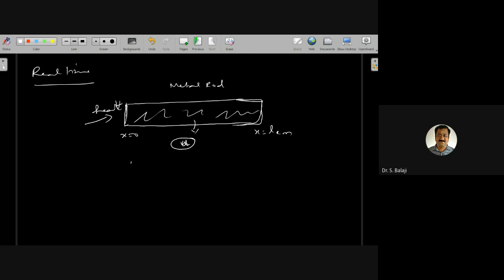Therefore, the temperature inside the metal bar U depends on both the distance, the point where we measure, and also the time that we consider. So the temperature of the metal bar U depends on both x and t. This is a real-time example where a variable depends on more than one variable. U depends on x and t.